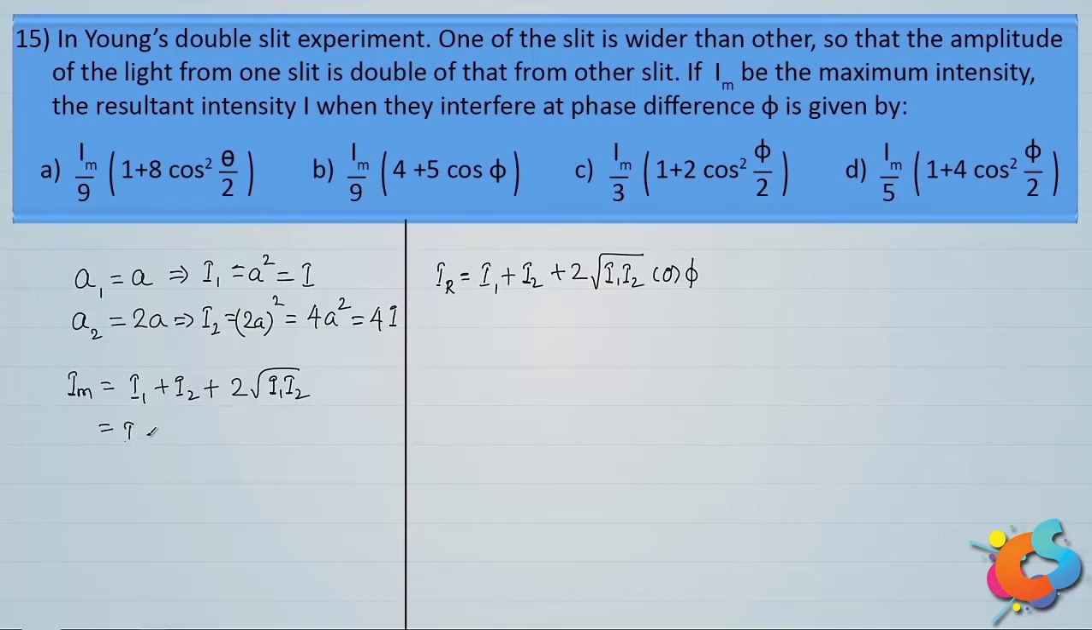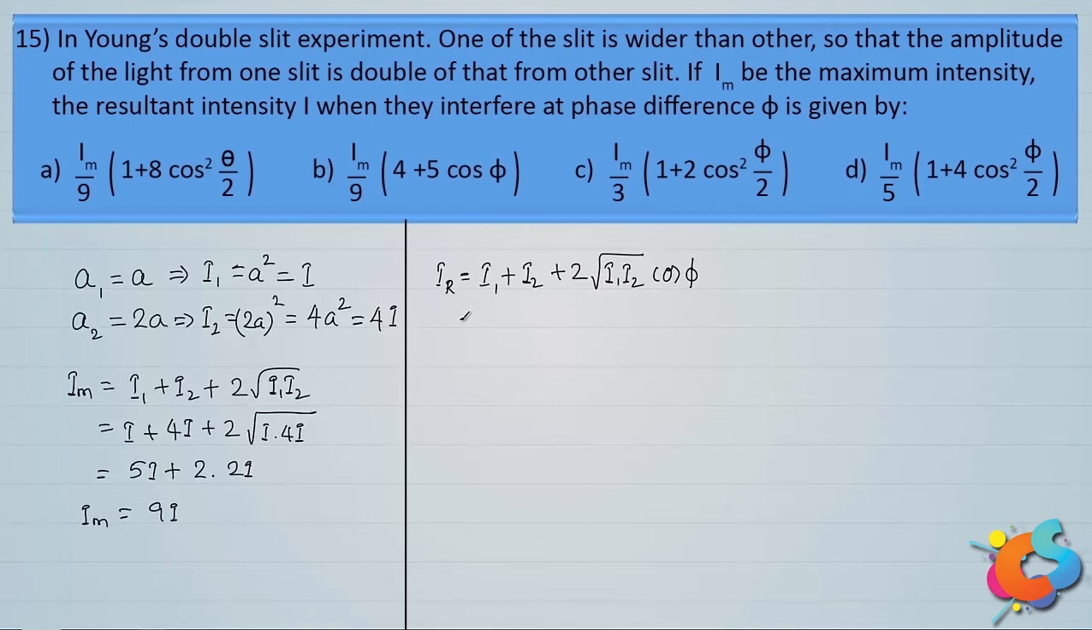In place of I1 it is I, plus in place of I2 it is 4I, plus 2 into root of I into 4I. So this becomes 5I plus 2 into, inside the root I have 4I square, that becomes 2I. So 2 into 2I is 4I again. Let me write it as 2 into 2I. So 4I plus 5I is 9I, which is the maximum intensity Im.